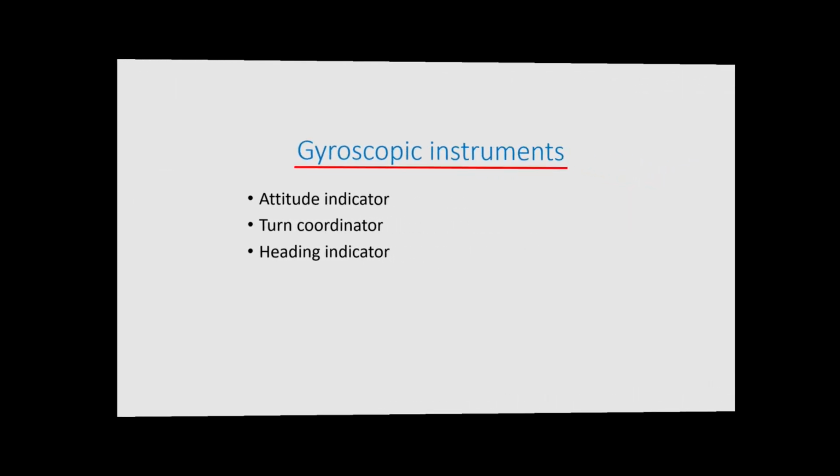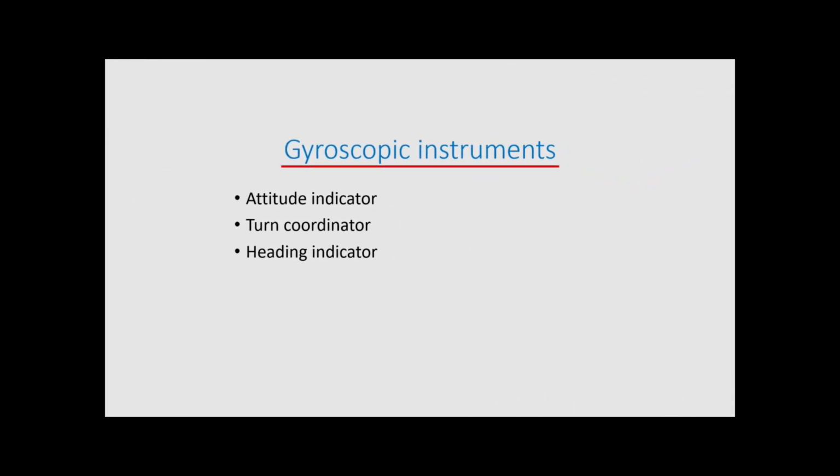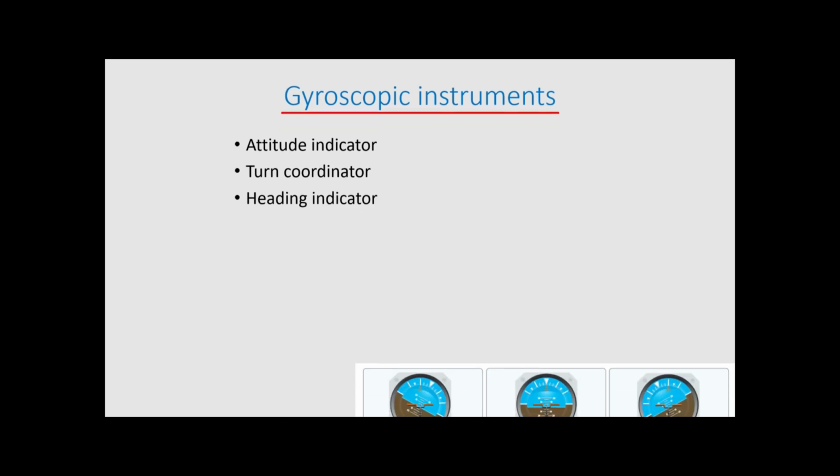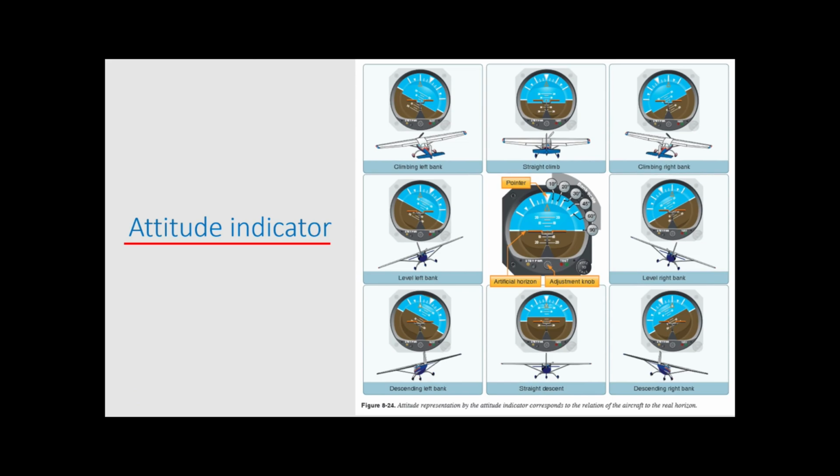Let's move on to gyroscopic instruments. The three gyroscopic instruments are the attitude indicator, the turn coordinator, and the heading indicator. The attitude indicator is like a little simulated airplane here. The orange wings and the dot here represent our aircraft. Above the horizon is blue, so that's the sky. Below the horizon is brown, that's the ground. The attitude indicator also gives us angles of bank and angles of pitch.